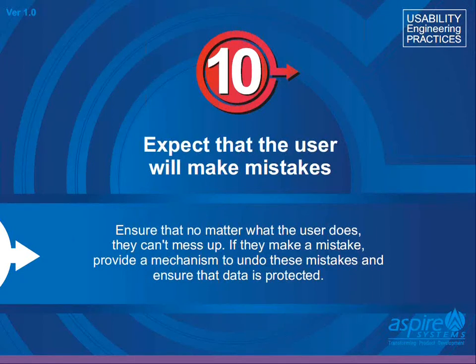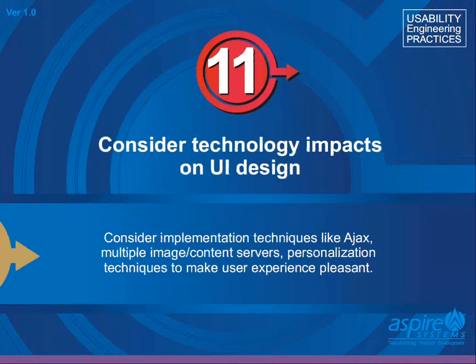Expect that the user will make mistakes. System should be robust enough to handle any kind of action from the user, regardless of whether those actions make sense or not in real life. Do not assume the user is fully aware of what they are doing.